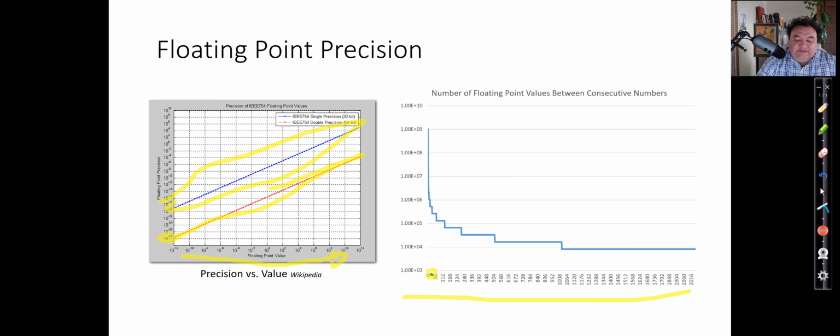And so here you see for numbers really close to zero, there are lots of numbers. And then as the numbers get larger and larger, the number of floating point numbers in between two consecutive integers gets lower and lower as the computation increases in range of value, in absolute value. So this really creates a very biased way of computing that can actually have very serious consequences.